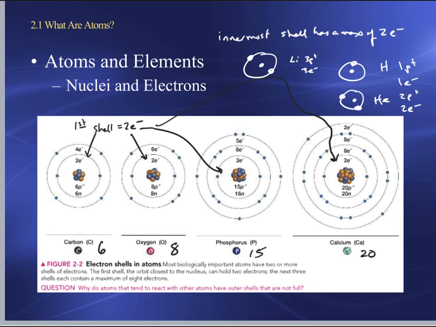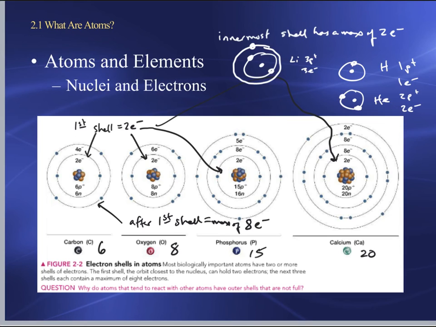there's no more room. Whoops, that's a horrible circle. Let's try that again. The next electron's got to move out to the next shell. And then you'll notice there's actually a repeating pattern after that. If we come back here for a moment, each shell after the first shell has a max of 8 electrons.